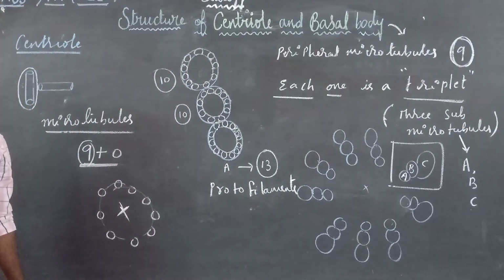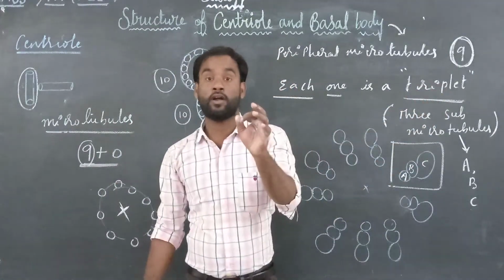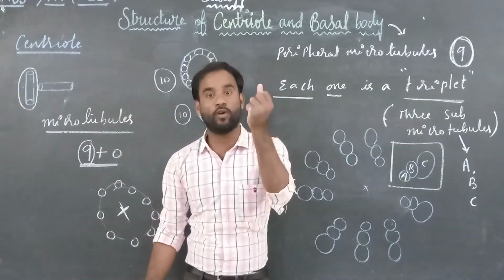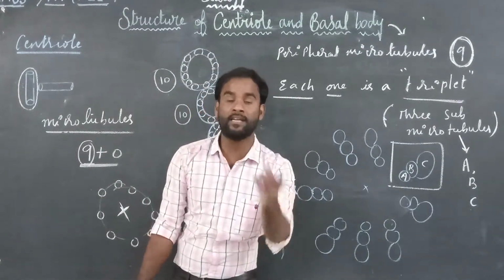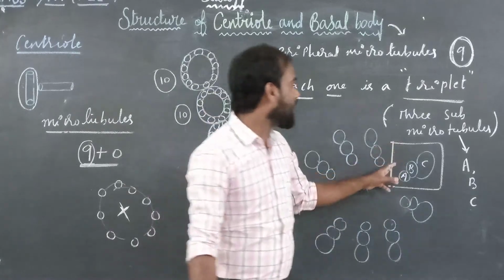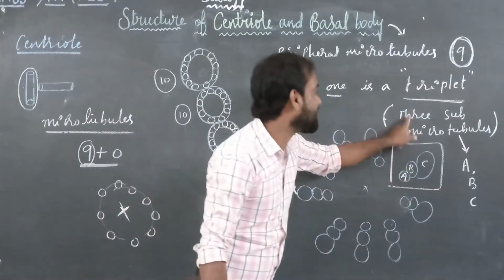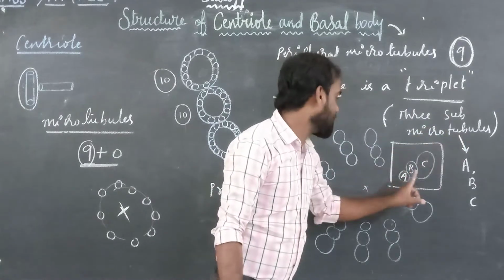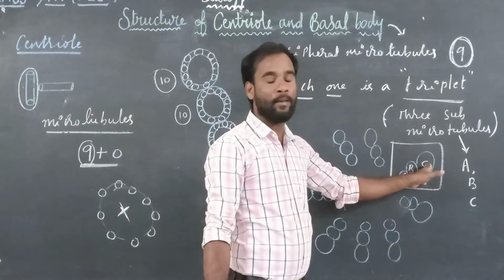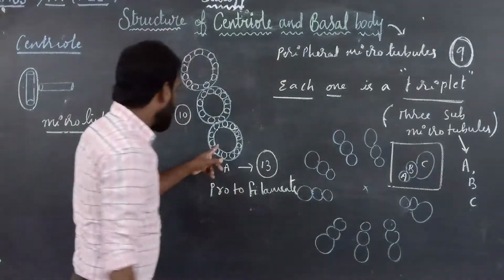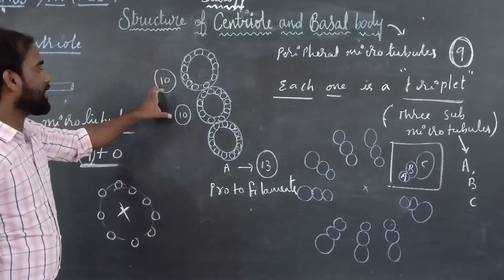In case of cilia and flagella, peripheral microtubule is not triplet, that is doublet. It contains only A and B. A contains 13 protofilaments, B contains 10 protofilaments. But here, each peripheral microtubule is a triplet. It contains 3 submicrotubules, A, B, C. A towards inside, B at center, C peripheral region. A contains 13 protofilaments, B contains 10, C contains 10.